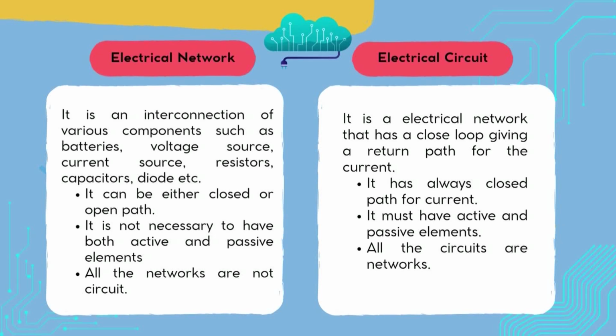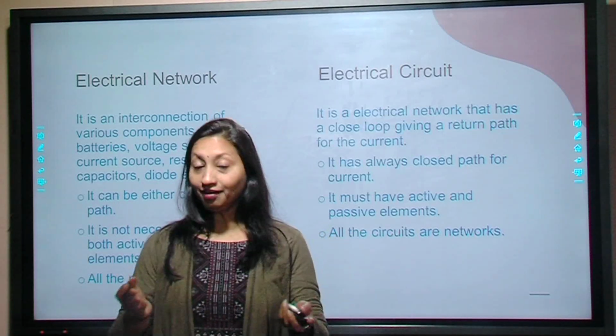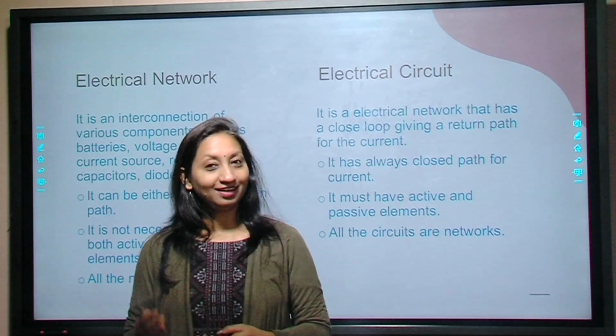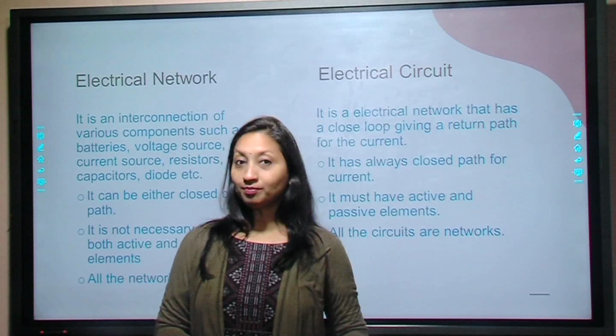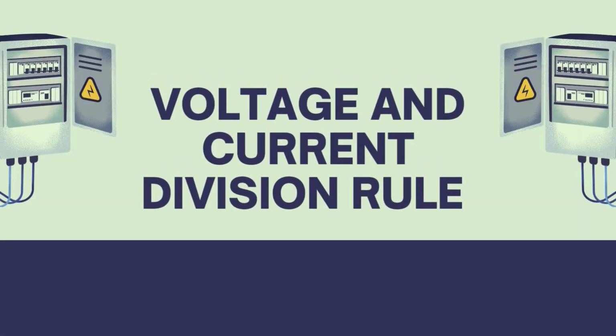The second difference is that it is not necessary for an electrical network to have both active and passive components. But an electrical circuit must have both passive and active components. And the third difference is that all networks are not circuits, but all circuits are electrical networks. So I think you have a clear idea of electrical networks and electrical circuits. Let us move to the next topic, the voltage and current division rule.